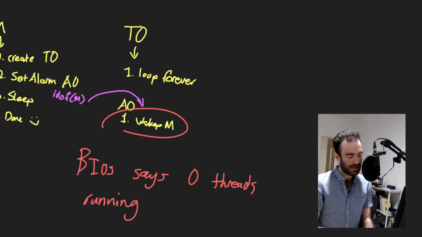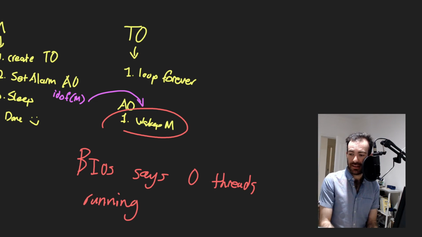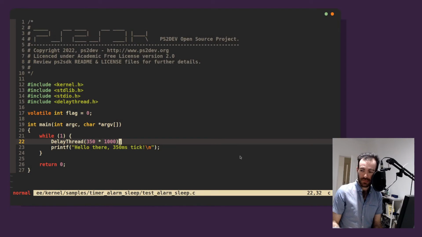What happens after an alarm? In what context does an alarm run? This is my big problem right now. Okay, so we want to go back a little bit. Kernel samples: timer alarm sleep delay thread. So let's try doing this with delay thread instead. Let me pull the thing up.